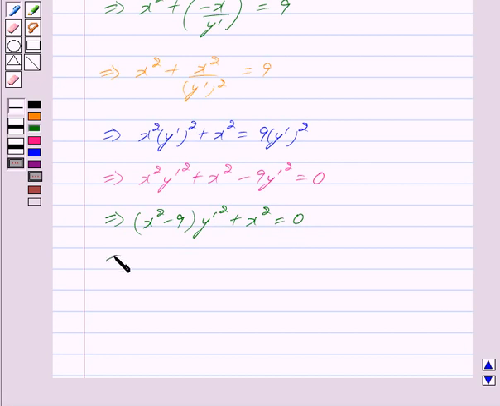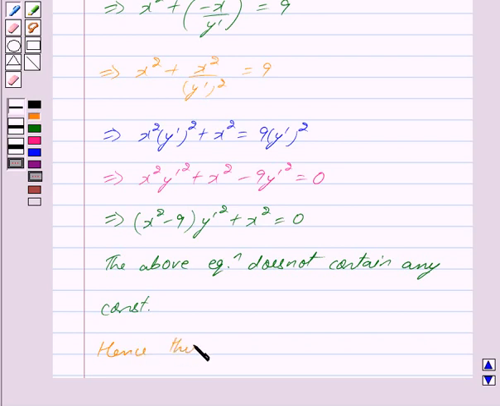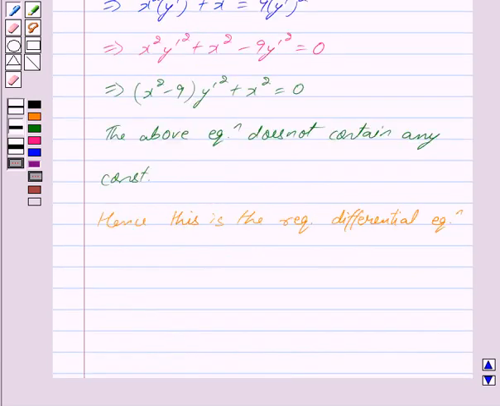So we write that the above equation does not contain any constant. Hence, this is the required differential equation. Therefore, the required answer is (x square minus 9) into y dash square plus x square is equal to 0.